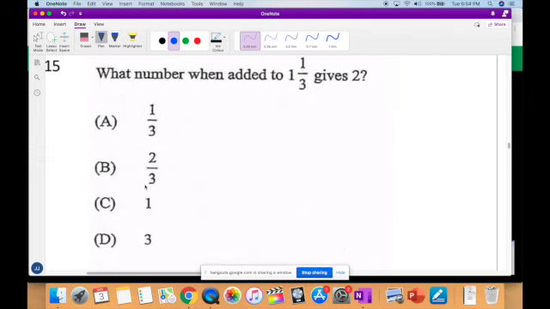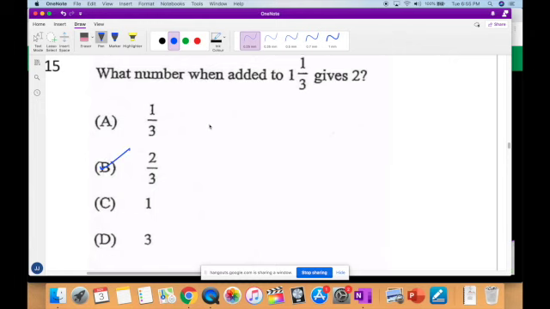What number when added to 1 1/3 gives 2? Anybody? Caitlin, let me hear this one. Okay, so yeah, you got 2/3. I understand what you're saying.